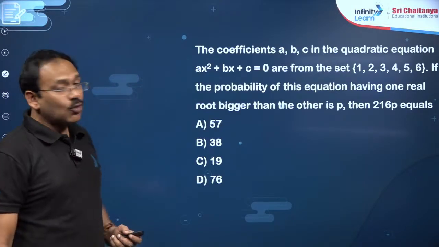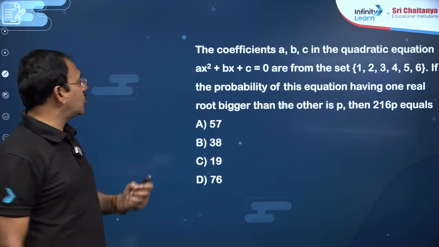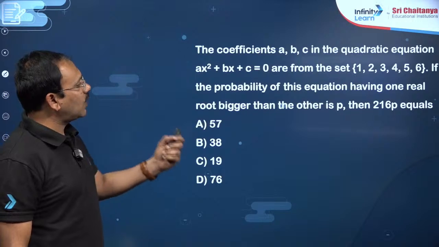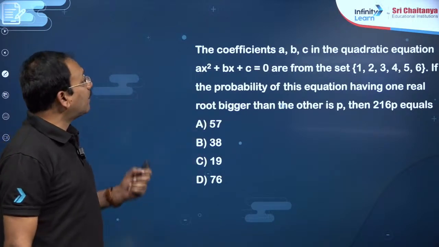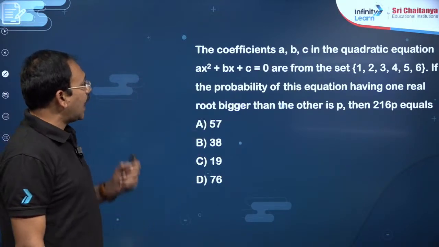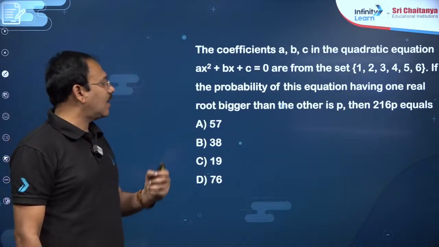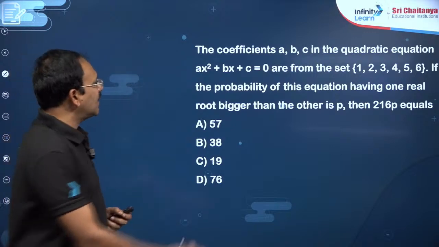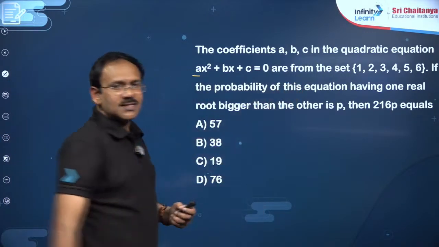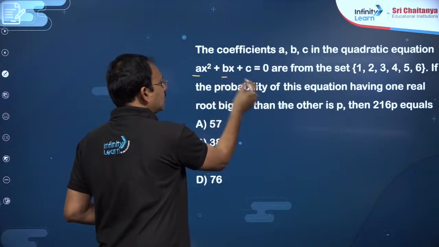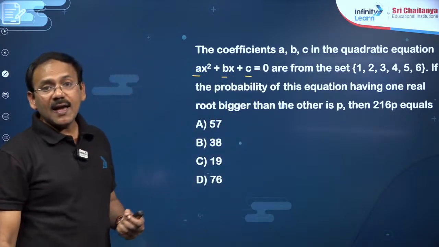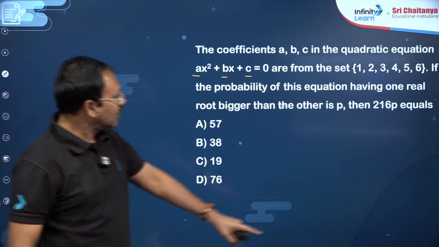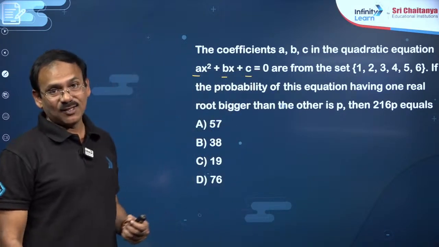The coefficients a, b, c in the quadratic equation ax² + bx + c = 0 are from the set {1, 2, 3, 4, 5, 6}. The probability of this equation having one real root bigger than the other is P. Find 216P. That means a can be any one of those 6 elements, b can be any one of those 6 elements, and c too. So a, b, c can be taken in 6³ = 216 possibilities. This is why he has given 216P also.